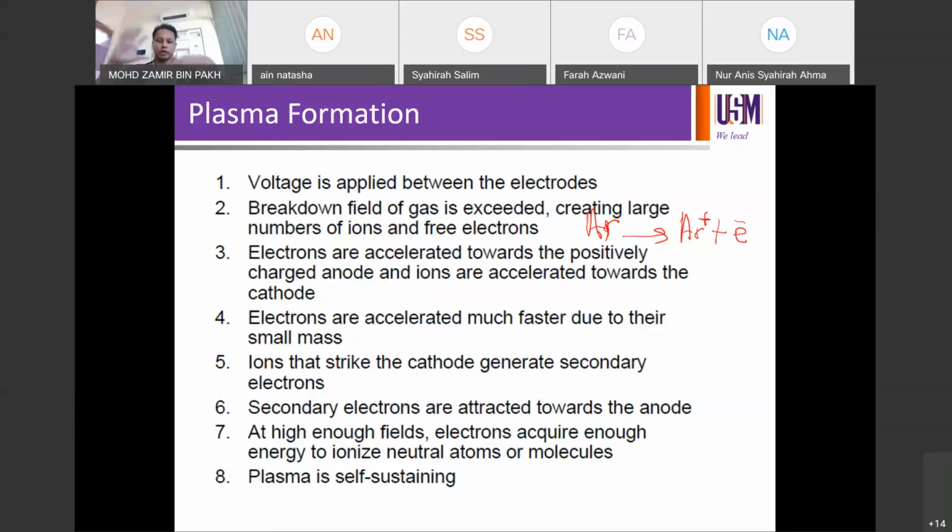So this is how it works, right? The cycle of the plasma sustaining process. You initiate, and then you want to sustain the plasma throughout the deposition process until the job is done.